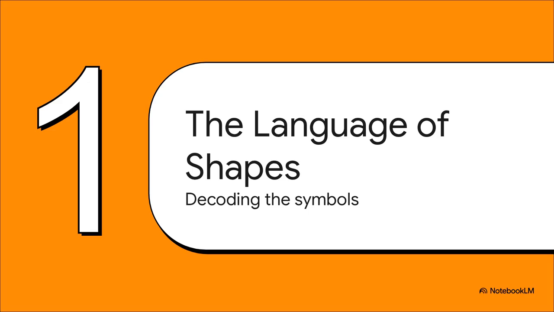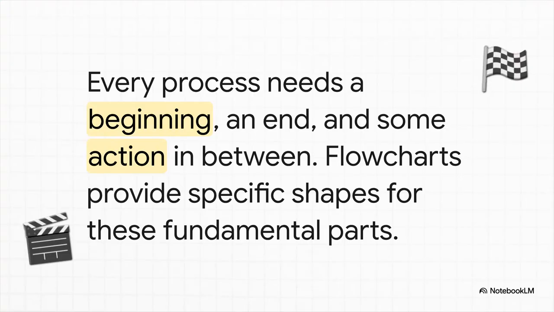Okay, so to read this visual language, we've got to learn its alphabet, which is basically the shapes. Every single symbol has a very specific standard meaning. And that's what makes flowcharts so incredibly useful to everyone, everywhere. It doesn't matter if you're drawing out a super complex computer program or just a simple plan for your business. Let's start with the essentials. Every single process, no matter what it is, has to have three things: a beginning, an end, and, well, all the stuff that happens in between. And flowcharts give us a special shape for each of those.